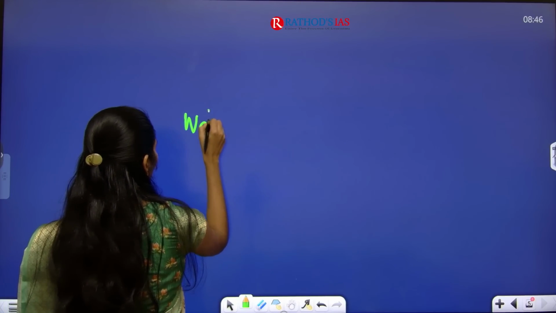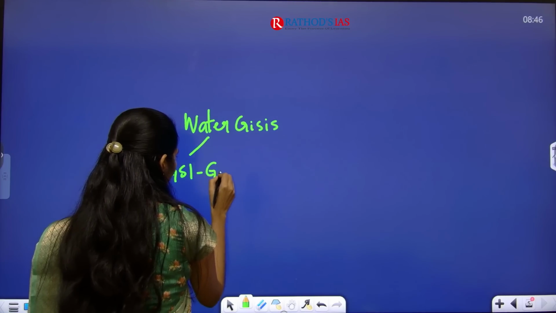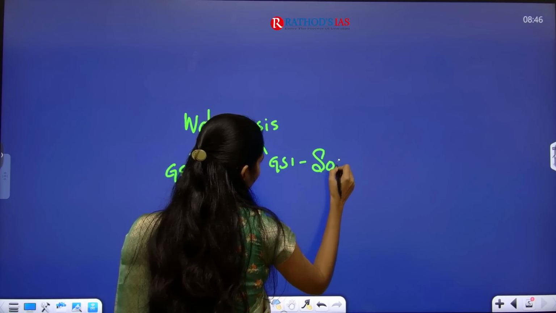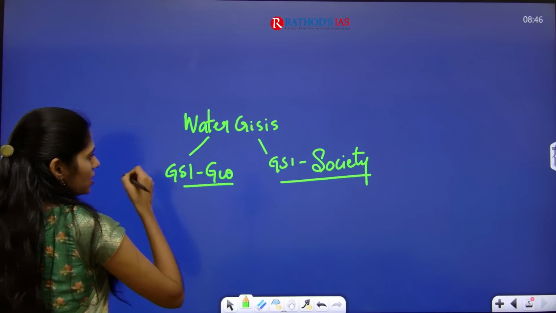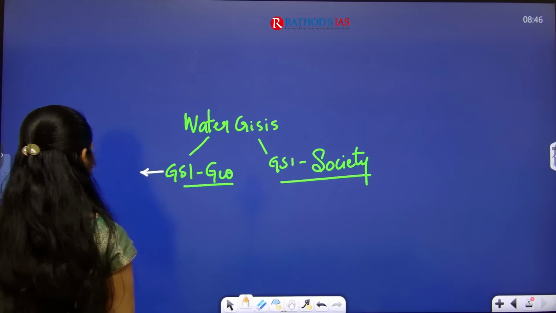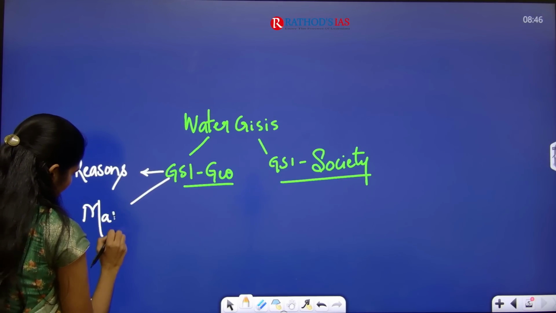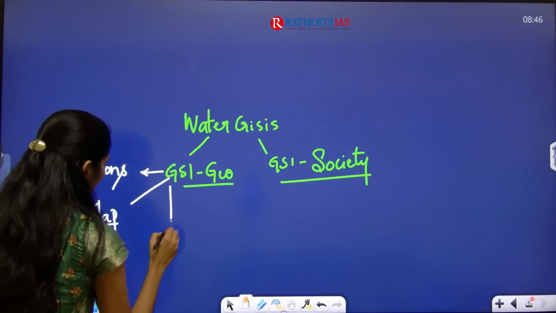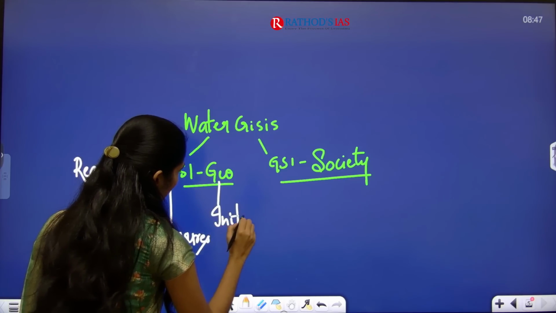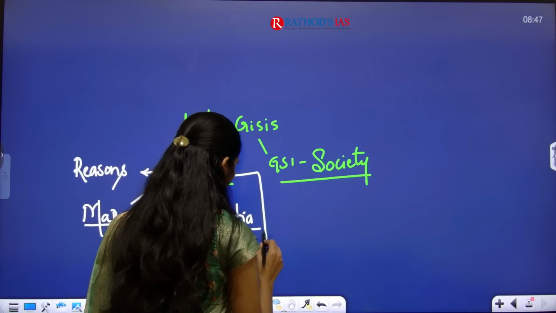Okay, so what are the dimensions this article is talking about? Water crisis is important from GS paper 1 under geography, and we can also connect it to GS paper 1 under society. Here you have to see the reasons for water crisis, and map locations where we are facing this water crisis, and what measures can be taken to address this problem, and even the initiatives of the government to address this problem of water crisis.